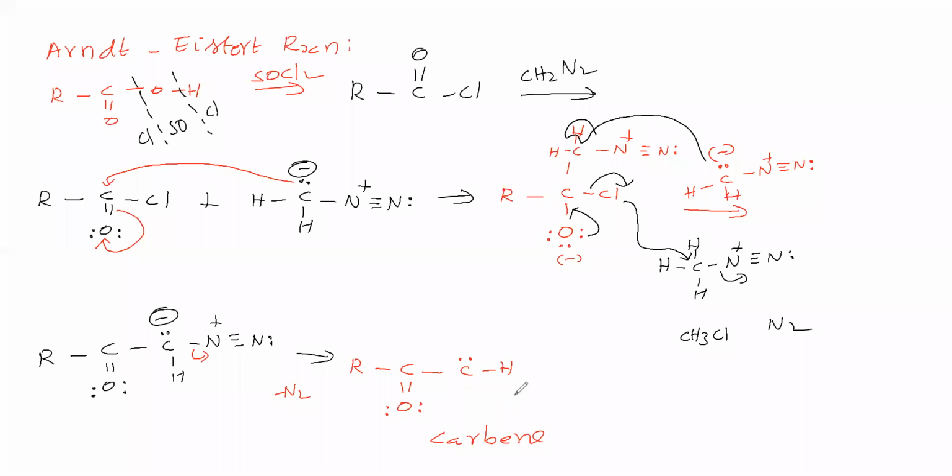Next, this carbene is treated with silver oxide, and it goes for rearrangement. What type of rearrangement is possible, we'll see. This R is taking this bond and going to this place, attacking this carbon. So we will get RCH, while this lone pair is going to this place.